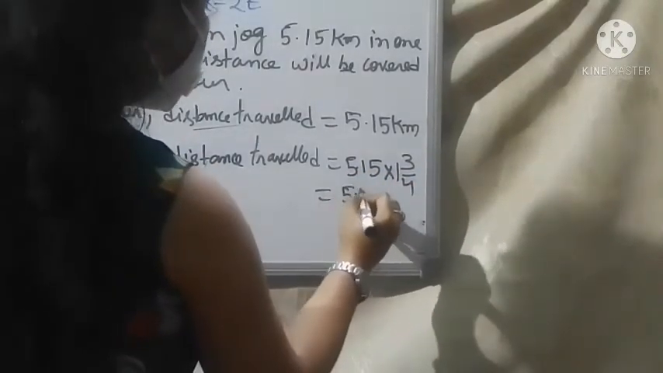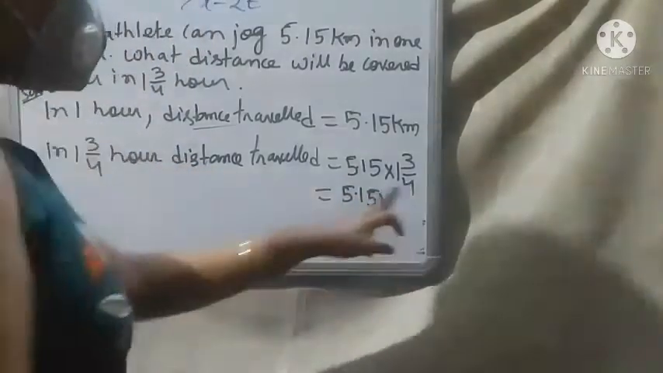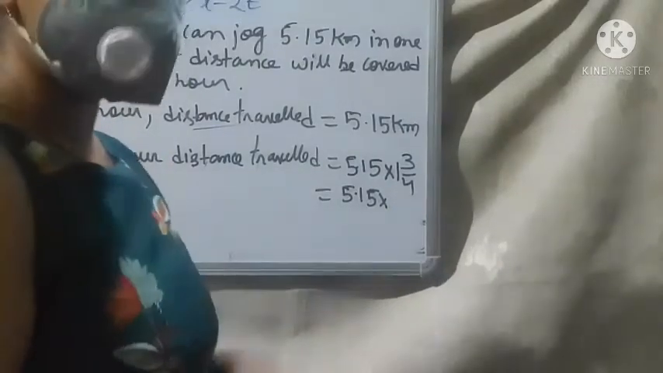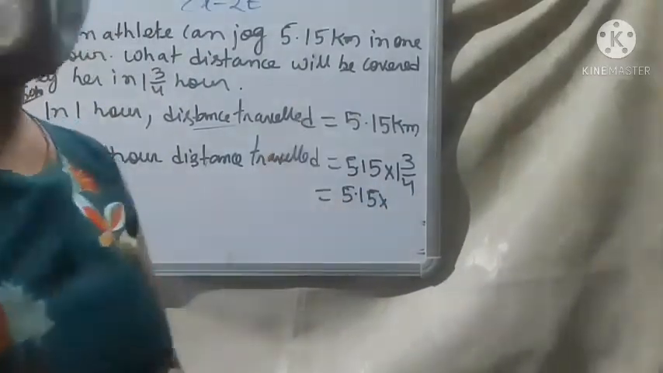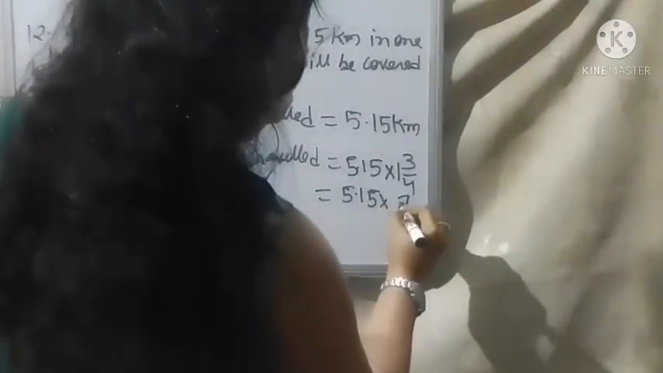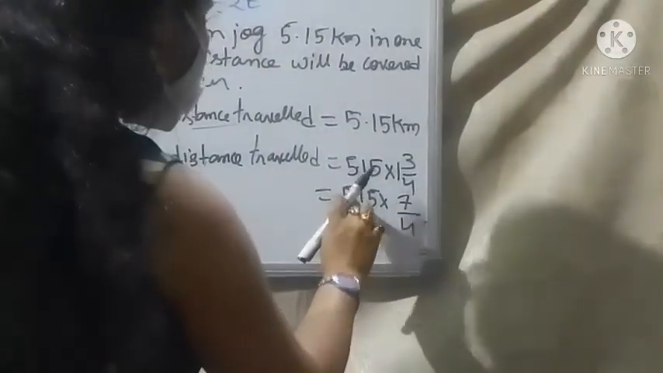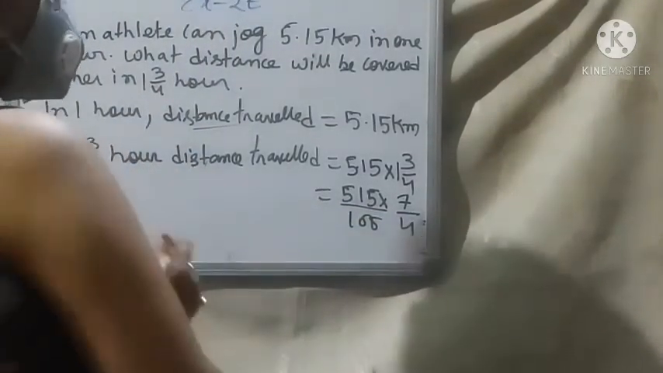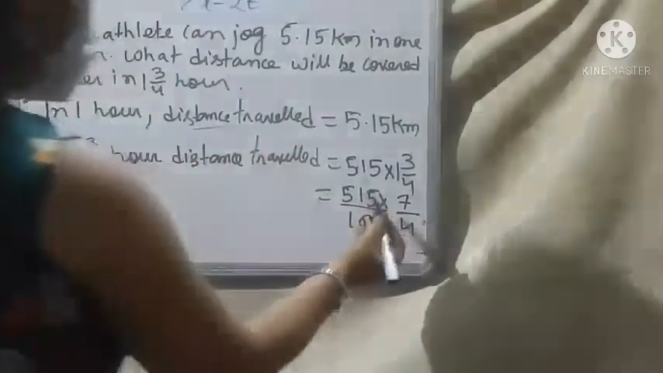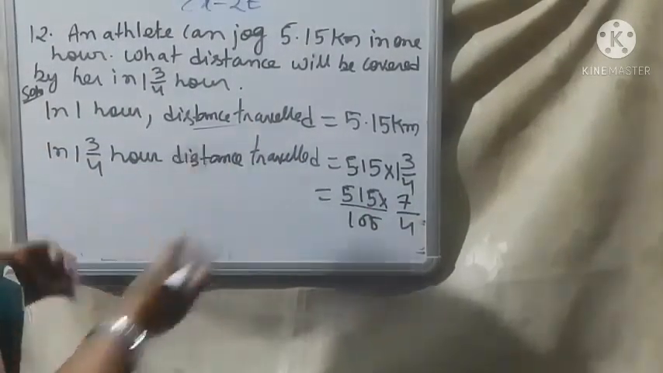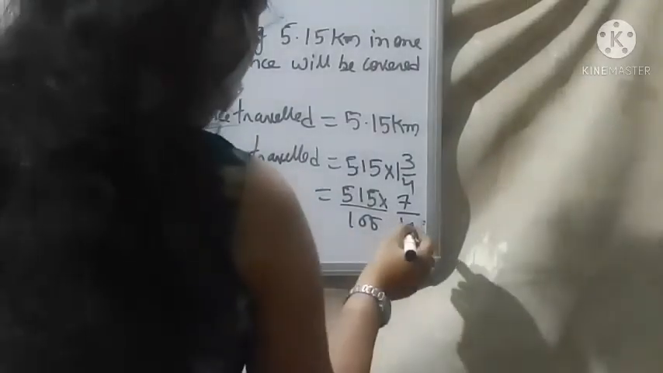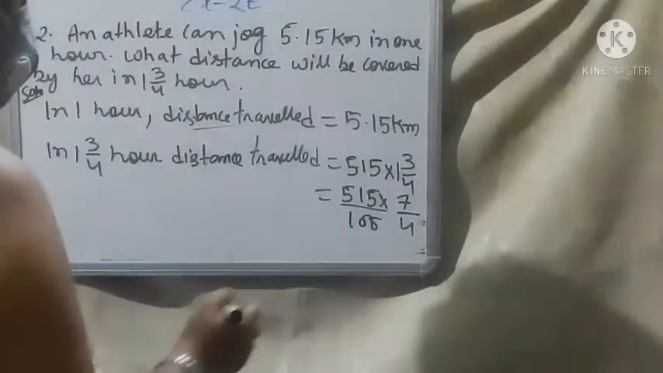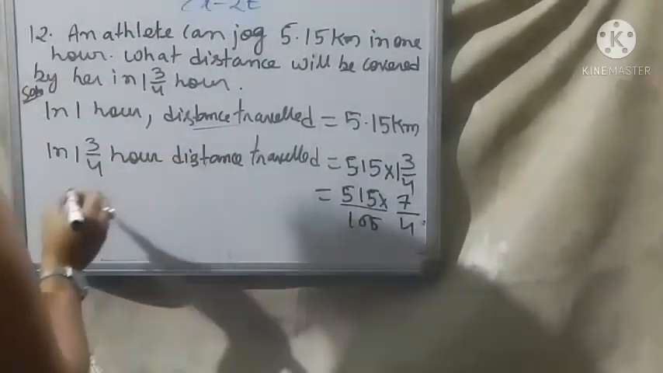Now 3/4, which fraction is this? Last class I explained to you. It is a mixed fraction. Now 4 1s are 4. 4 plus 3 is 7. 7/4. And you try to remove the decimal point. Here you write 100. Okay. Now what can you do? Either you can multiply this one and divide by 4, or you can do the division of 515 by 4 directly first.